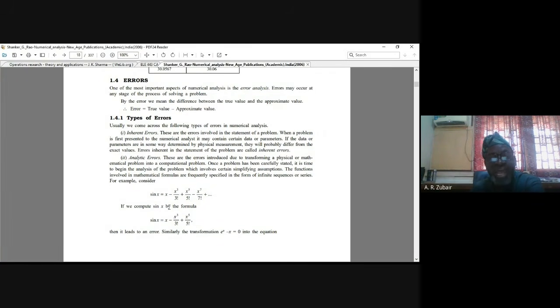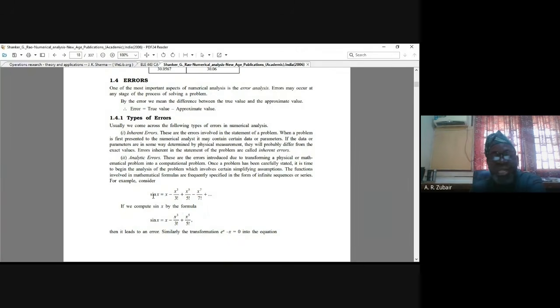If you compute sine x, this will be the exact value. Whereas if we use this series to compute sine x, we only use some of the terms, then error is going to be introduced that leads to an error. Similarly, what are we saying here?